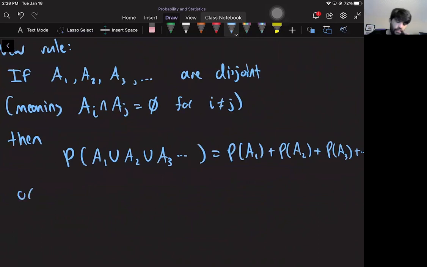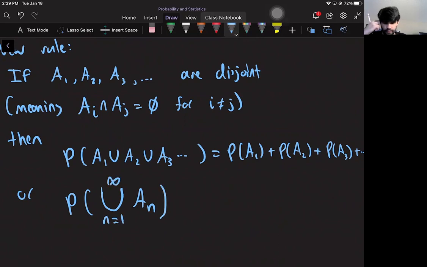Or if you're a grown-up, you can use grown-up notation. So this is more like for little babies. Grown-ups would say the same thing like this. They would say, I'm going to union, so they put a big giant union symbol, all the An's where my index starts at one and goes infinitely forever. So that's the same thing as the left side above. And then on the right, this is an infinite sum.